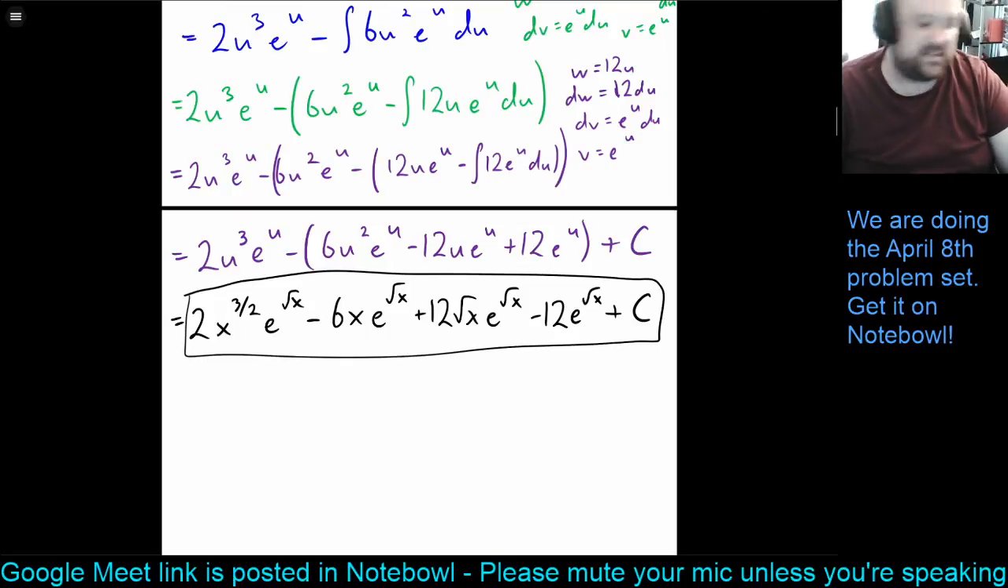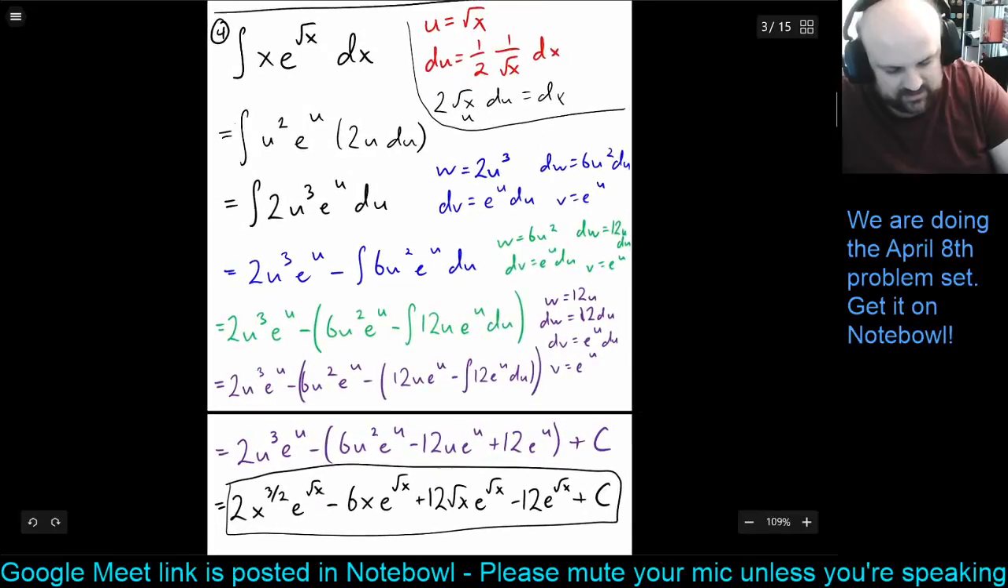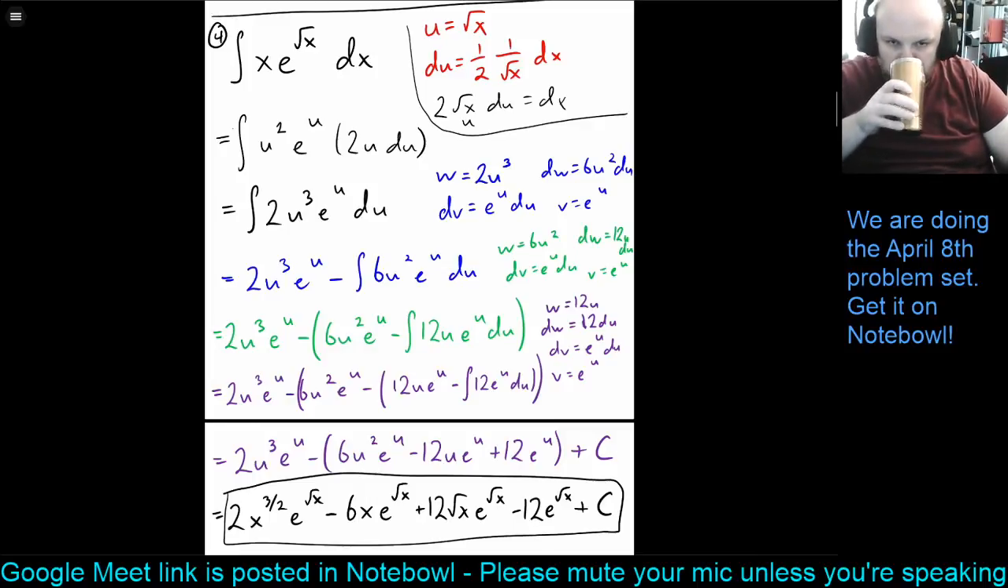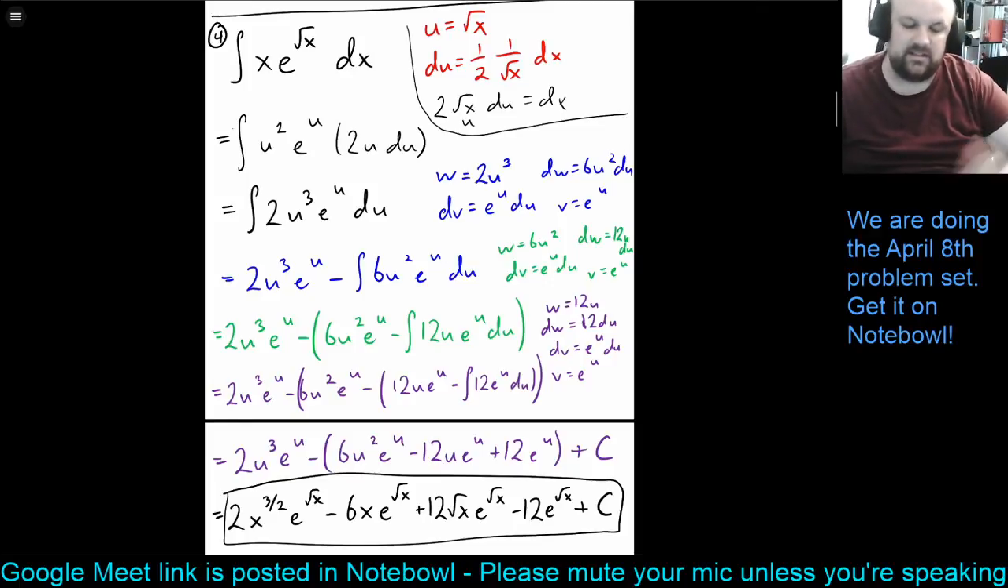So it's quite impressive, I think, that such a simple looking integral can produce this thing, right? So any questions about this one at all? Yeah, again, just several steps of integration by parts, and setting yourself up for that with a substitution.